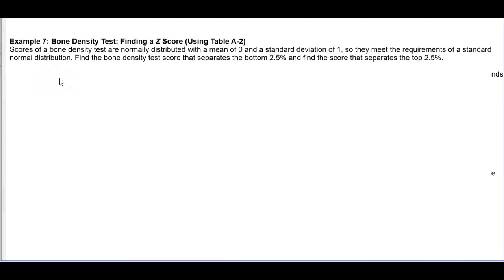Example 7, Bone Density Test. Finding a z-score using table A-2. Scores of a bone density test are normally distributed with a mean of 0 and a standard deviation of 1. So they meet the requirements of a normal distribution. Find the bone density test score that separates the bottom 2.5% and find a score that separates the top 2.5%.